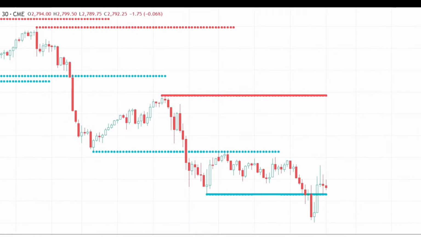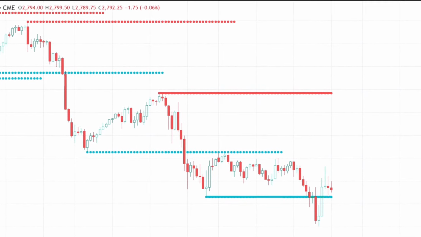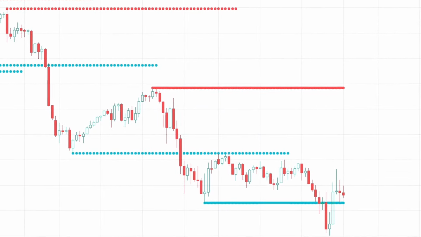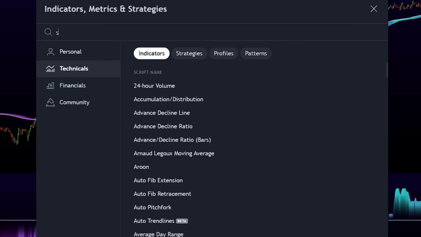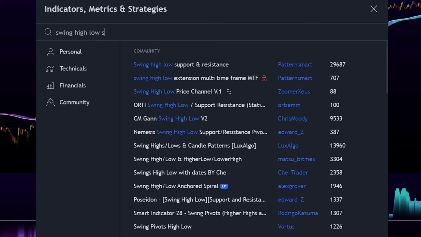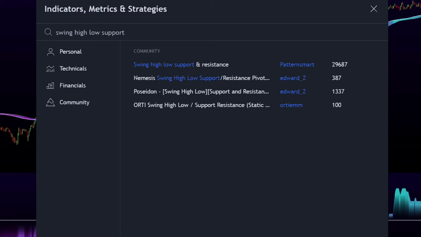These points are key for identifying support and resistance, helping us make informed decisions on where to set our stop loss or profit targets. To add this indicator, go back to the indicator section, search for swing high-low support and resistance, and add it to your chart. Now let's fine-tune this one as well.